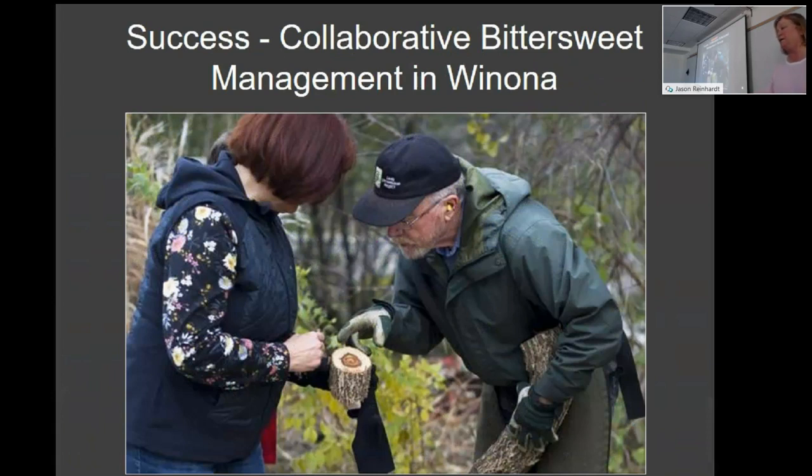Also heartening to see is people really working well together for bittersweet management. So in Winona, Ann Morris, who's on the left in this picture, has really come up with this great strategy of local management. So neighborhood by neighborhood, they're hosting workshops. One of the people in the neighborhood is hosting a workshop. The neighbors come and they learn how to identify and control bittersweet. At the end of it, they're given a small amount of herbicide and they go back to their land and they can continue this control work on their own land. So this is neighborhood by neighborhood.